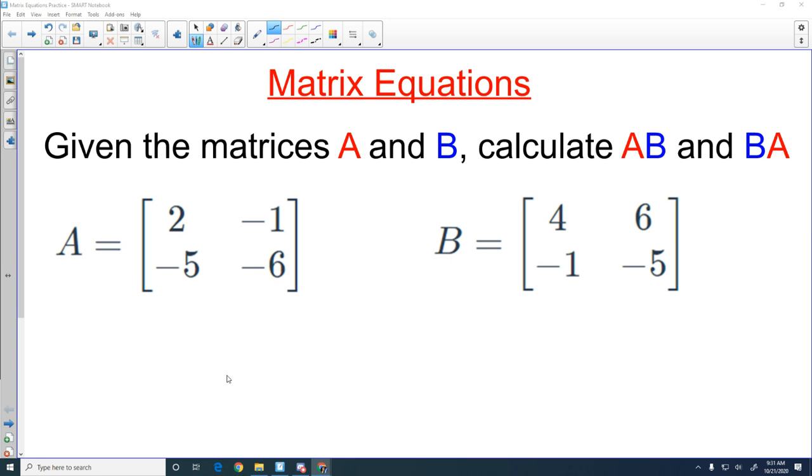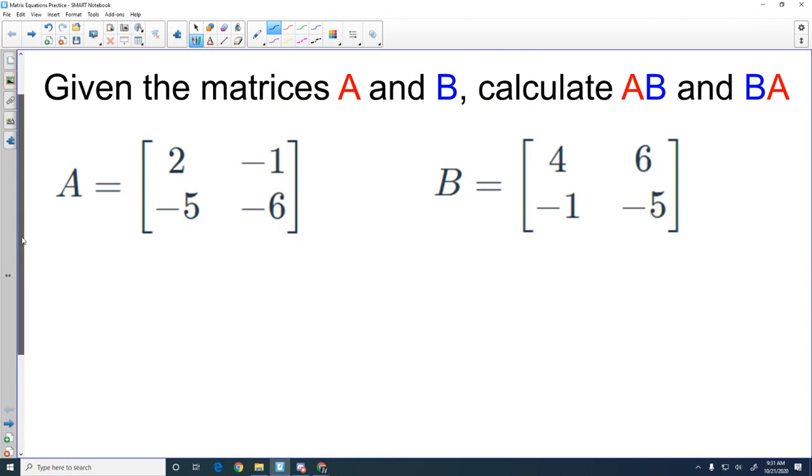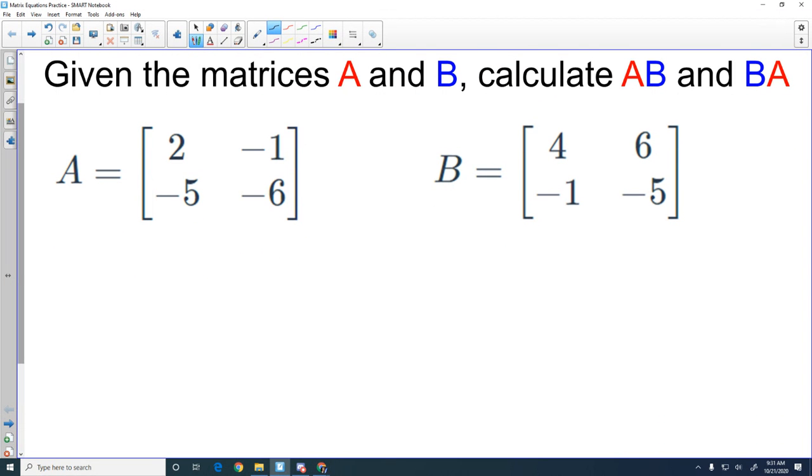So if you want to grab a writing utensil and your notebook, we're going to just walk through these together. So the first thing that we've got are two matrices here, matrix A and matrix B. And we're going to calculate two different products. So here's matrix A on the left, matrix B is on the right. And if you see in the directions here, I want to calculate AB and BA.